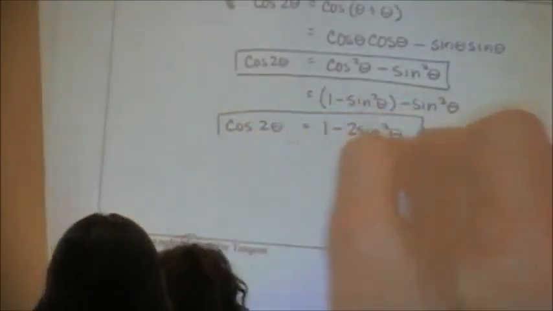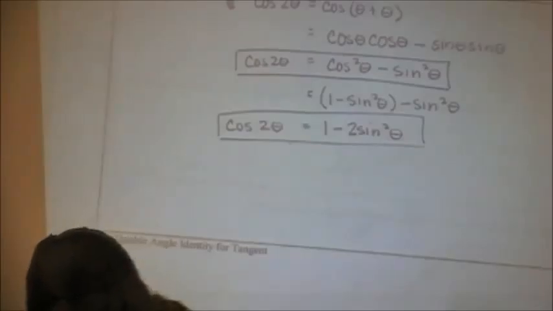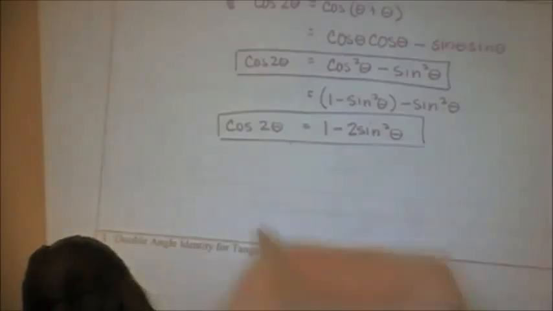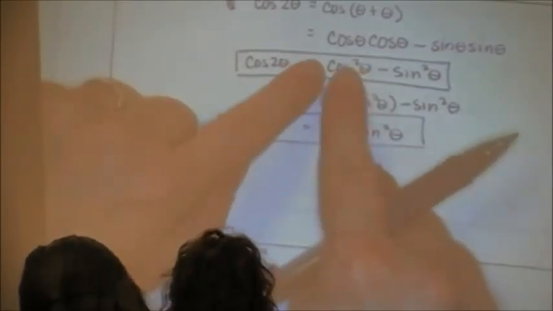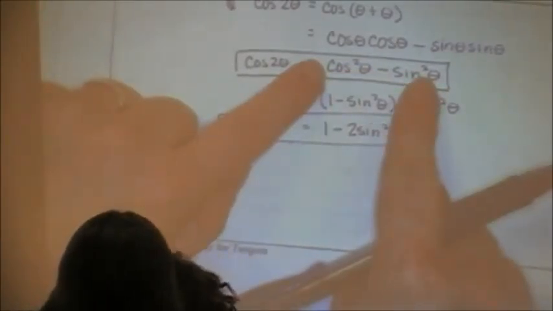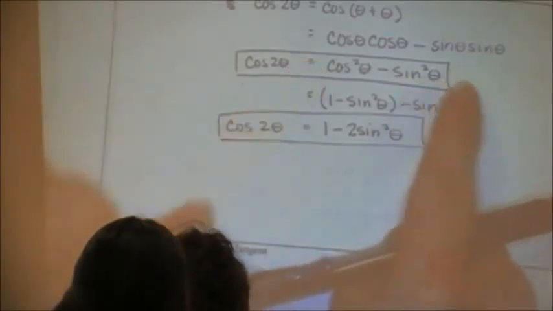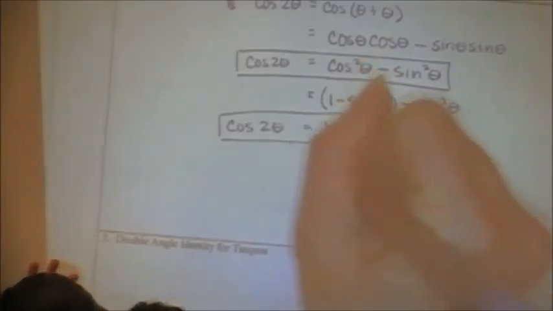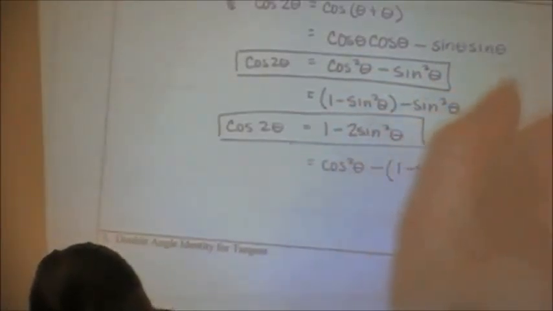So that could also be my cosine double angle identity. It depends on which one's more useful to you. And we'll use them here in a minute and you'll see. And then I can also go back to this, and instead of taking cosine out, I can take sine out. If I take sine out, what am I going to replace it with? 1 minus cosine squared theta. So that would be cosine squared theta minus 1 minus cosine squared theta.